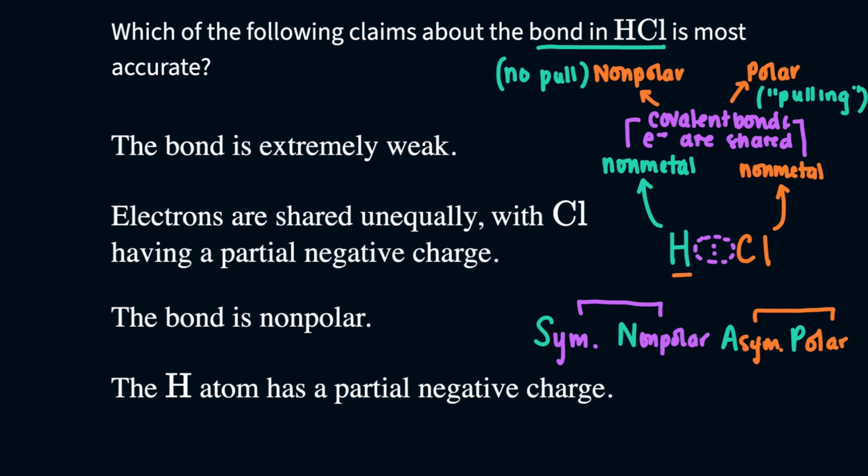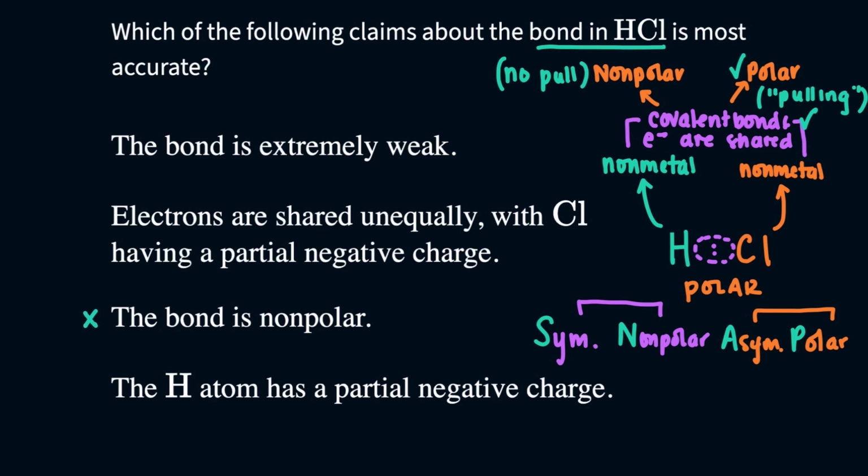In this case, I do have different types of elements. I have hydrogen, which is all the way on one side of the periodic table, and chlorine is all the way on the other side. So the electronegativity values are going to be way different. So we know that this has to be an asymmetrical polar bond. So we've already gathered some information. We definitely know that it's polar, and we know that it's covalent. Now, automatically C says the bond is nonpolar. So this is out.